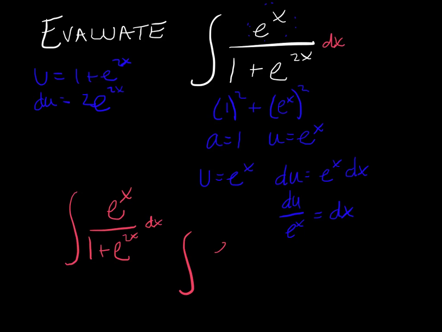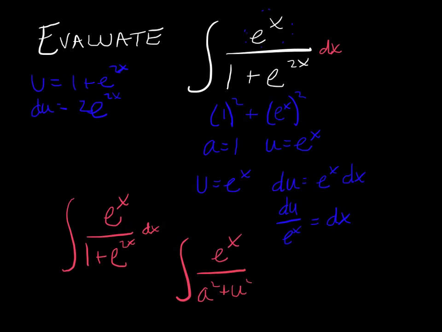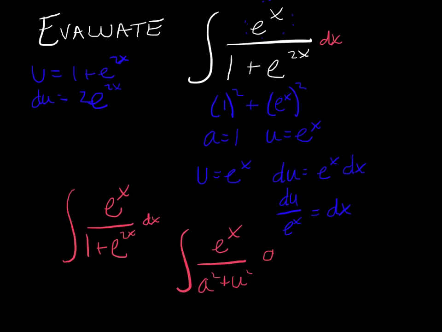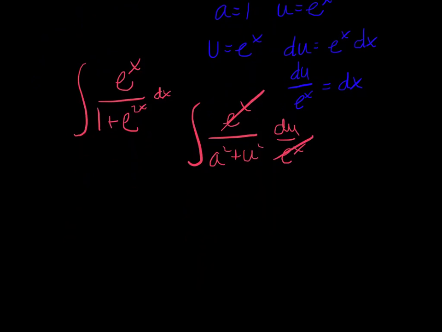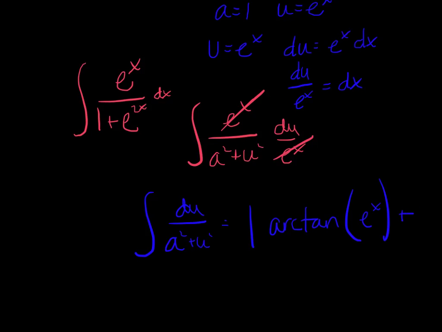I'm really getting e to the x over a squared plus u squared times du over e to the x. So those cancel. And if I keep chugging here, I get the integral, obviously, of du over a squared plus u squared, which is my 1 over a, which is just 1, arctan of u over a plus c.